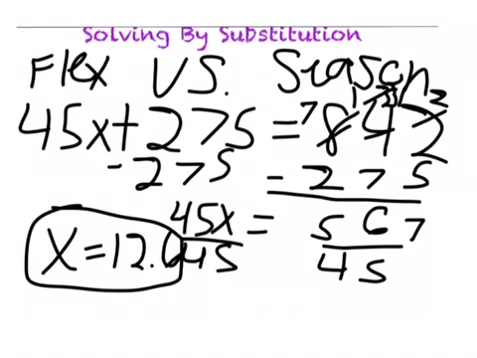So then our equation is 45x plus 275 equals 842. So we're going to subtract 275 from both sides. So we have 45x equals 567. We're going to divide by 45, so then our final answer is x equals 12.6. What this means is, if we want to ski less than 12 days, we want to get the flex pass. But if he wants to ski more than 12 days, he wants to get the season pass.